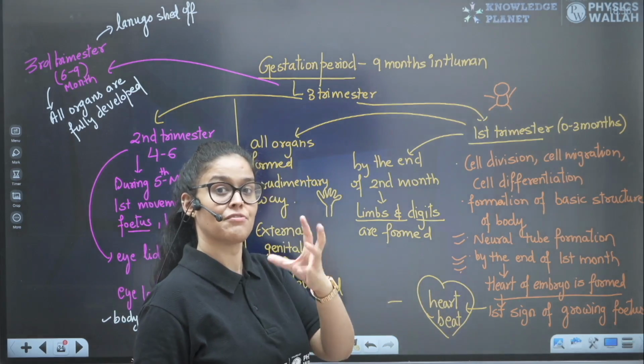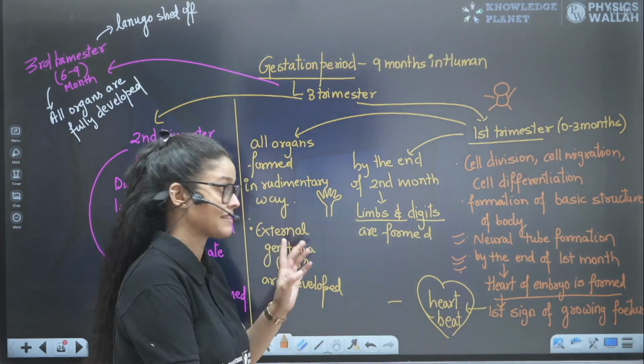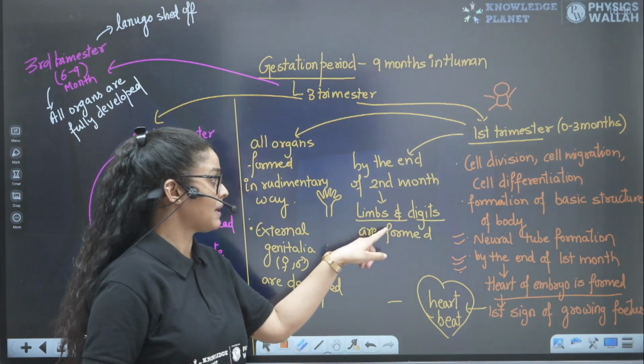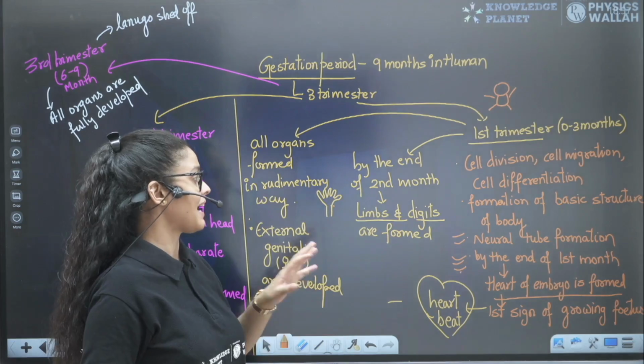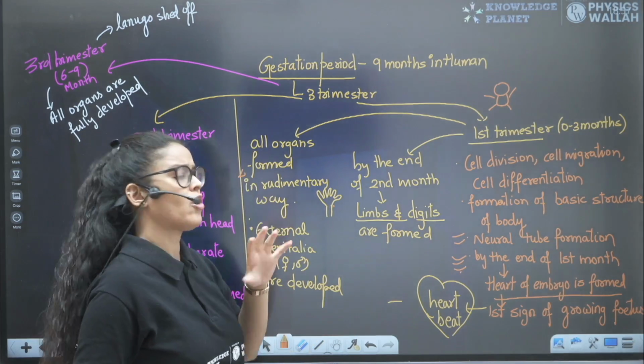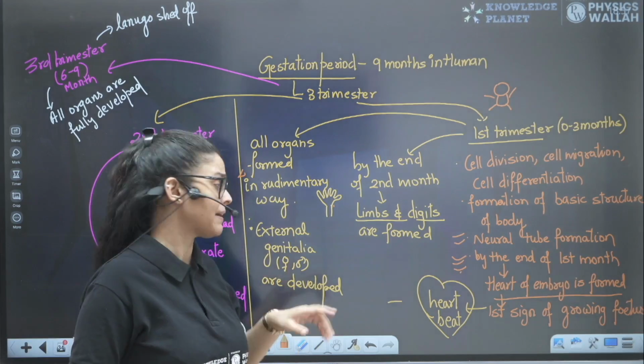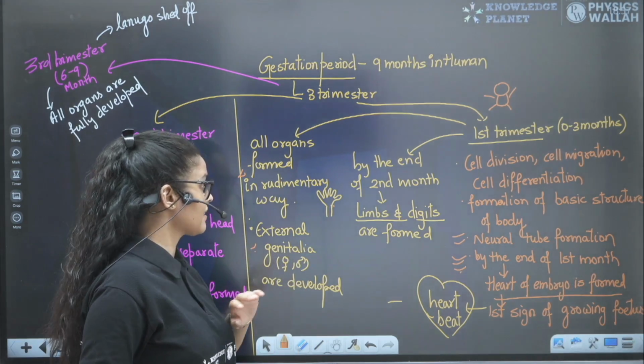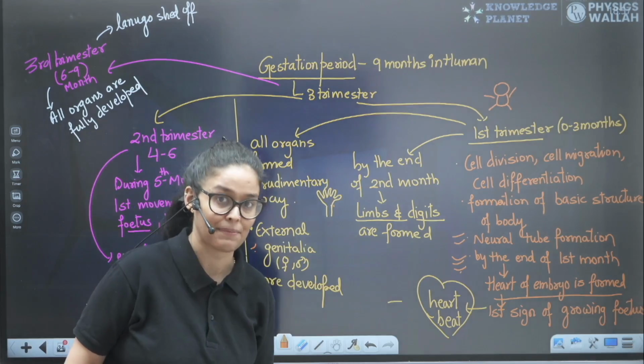So you can just feel the heartbeat after 1 month of pregnancy, right? By the end of second month, their limbs and digits are already formed, right? And all the organs are formed, but not in a well developed way, in a very, very rudimentary way. And external genitalia are completely developed by the first trimester.